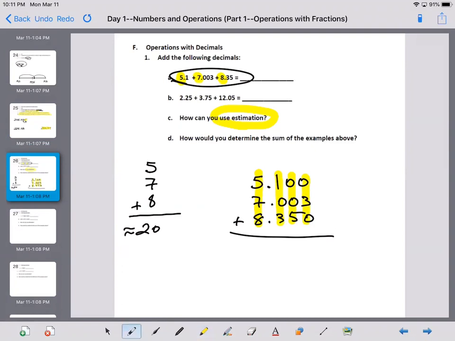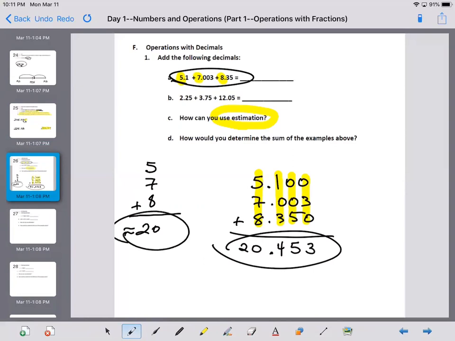So I'll add the thousandths, which would be 3 thousandths, 5 hundredths. This is 3 tenths and 1 tenth, so that'd be 4 tenths. And then we have our 20. So 20 and 453 thousandths, which is real close to our estimate, which was 20.